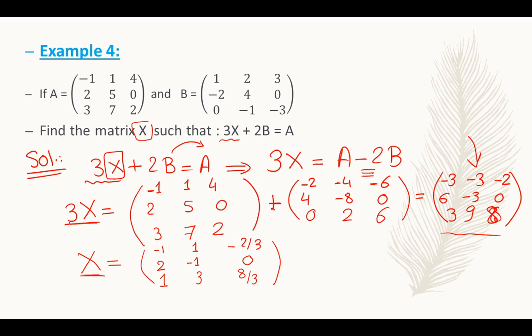So you can say that 3X we are going to multiply by 1 over 3, and multiply the other matrix by 1 over 3. You will get the same result. Okay, let's go to another example.